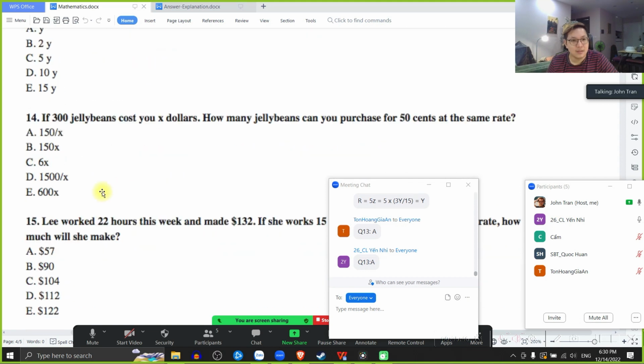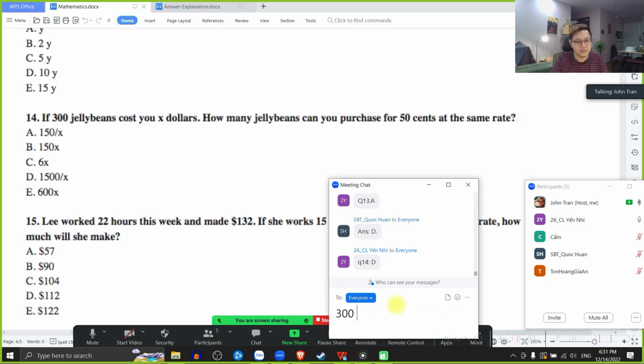Okay, 14. If 300 jelly beans cost you X dollars, how many jelly beans can you purchase for 50 cents at the same rate? Nếu mà 300 hạt đậu thần kỳ tốn của các bạn là X đô la đi, thì có bao nhiêu hạt đậu bạn có thể mua với cái giá là 50 cent cùng một mức giá, mức tiền như vậy? So which one do you think?